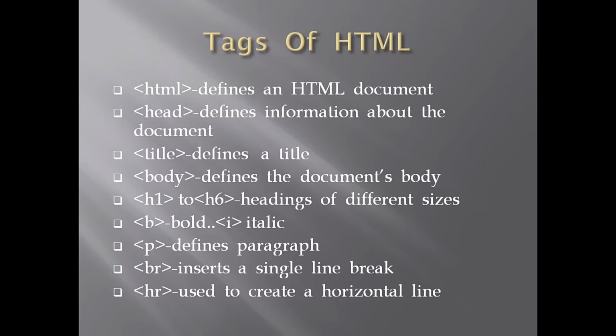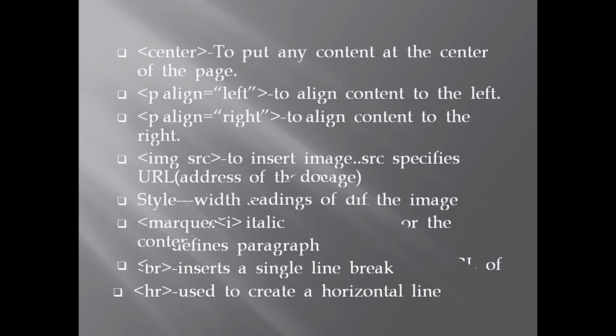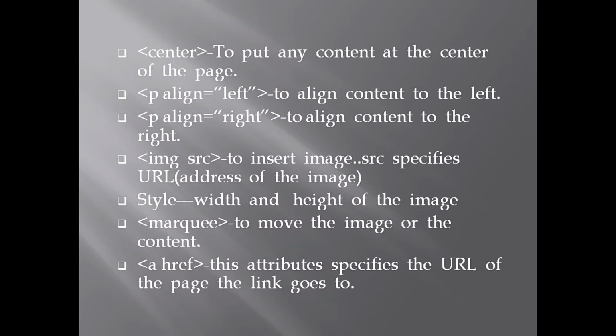B stands for bold, I for italic, P for paragraph, BR for line break, HR to create a horizontal line. Center tag to put any content at the center of the page, and P align, that is left or right, and image insertion. You can even select the size and style, like width and height of the image. Marquee tag to move the image or the content. A href tag specifies the URL of the page the link goes to.